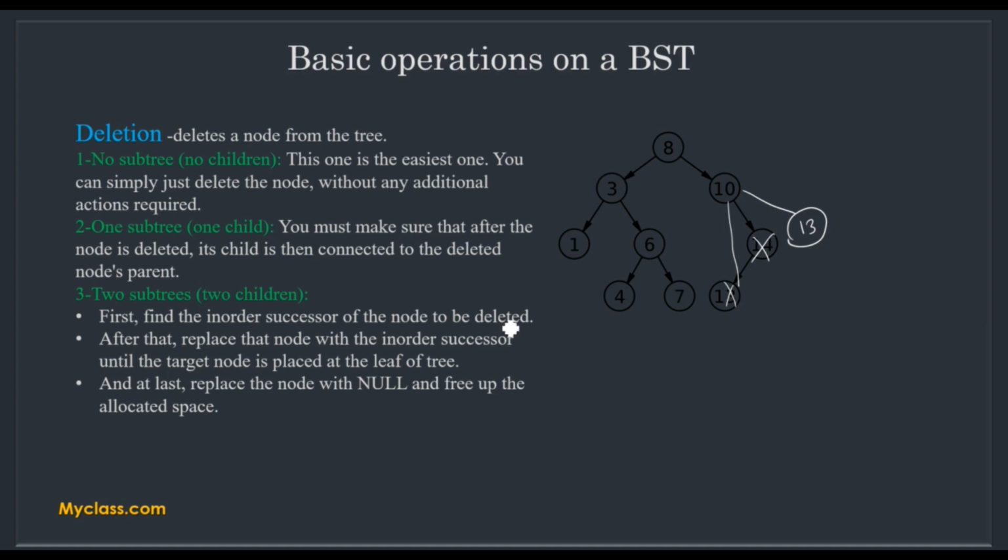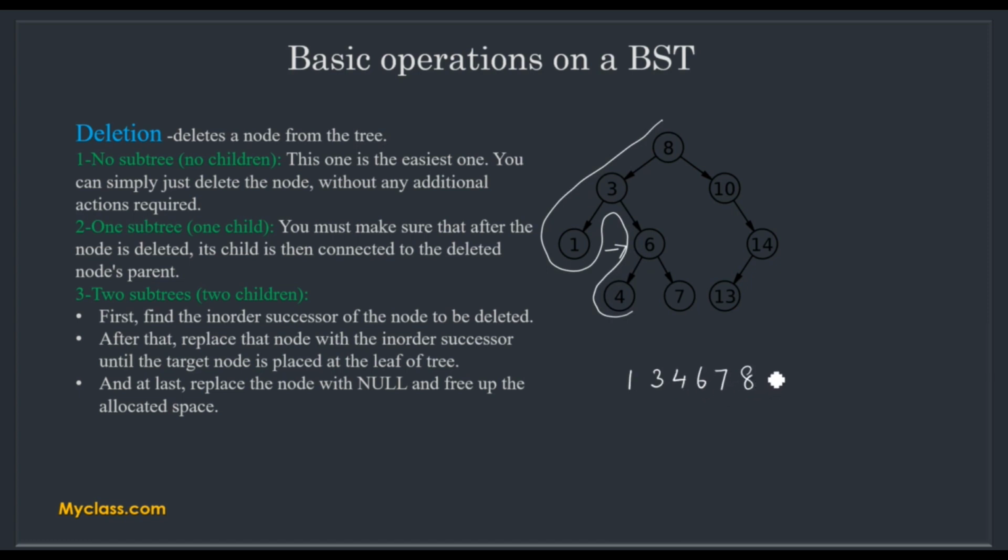The third case is with two children. That is a little difficult. For this we first find the in order successor of the node to be deleted. If we want to delete 6, which has two children, 4 and 7, first we find the in order traversal. In this in order traversal, we start from the bottom, and the sequence is 1, 3, 4, 6, 7, 8, 10, 13, 14.